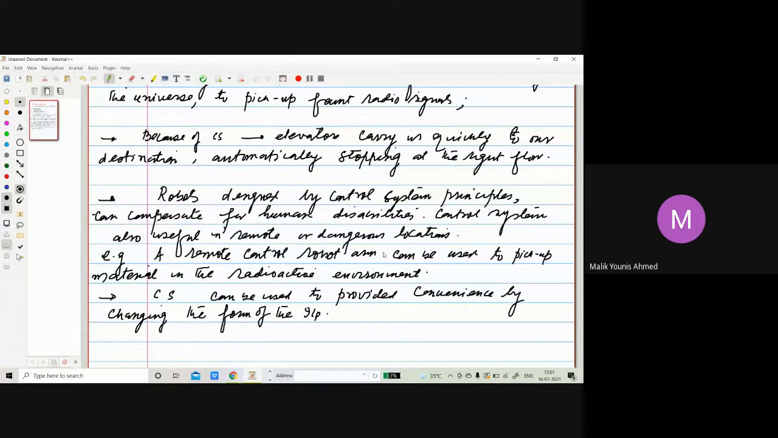So thus, convenient input position, that means the thermostat input position, yields a desired thermal output. So very easily, control system can provide convenience by changing the form of input. It's very easy. So here we can say convenient input position yields a desired thermal output, in this case, temperature control. So let me have an example here.